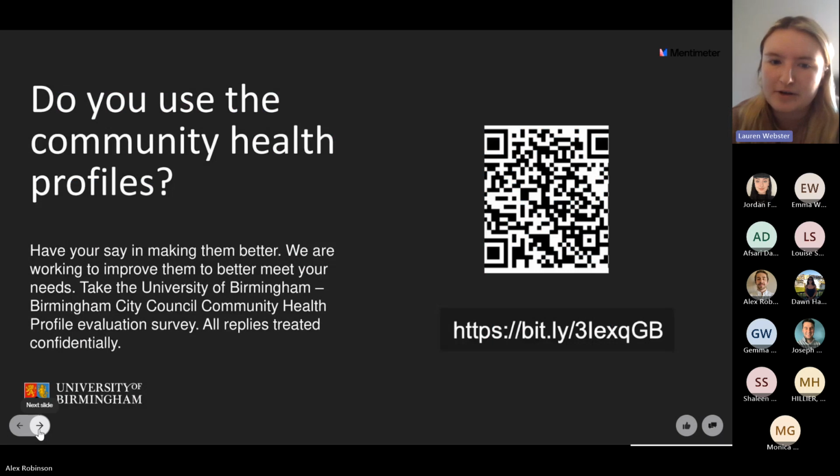So do use the community health profile. You can scan the QR code on the screen or use the link, so you can have your say in making them better as we're working to improve them to better meet your needs. So please take the University of Birmingham City Council Community Health Profile Evaluation Survey. All of the replies will be treated confidentially. If you're happy to go ahead with that, please use the QR code and you'll be taken to that form. Next slide, please.